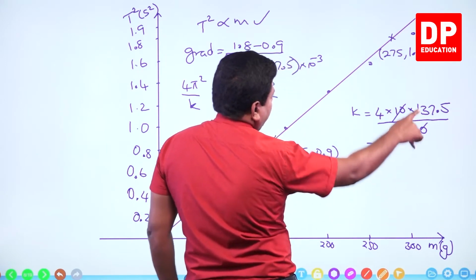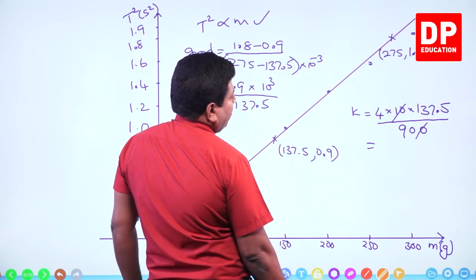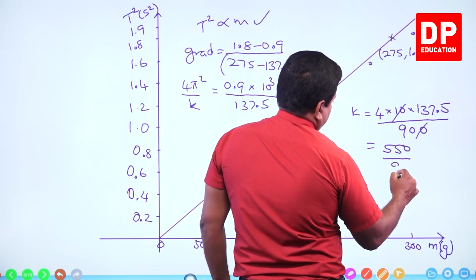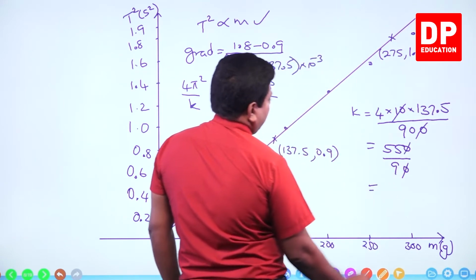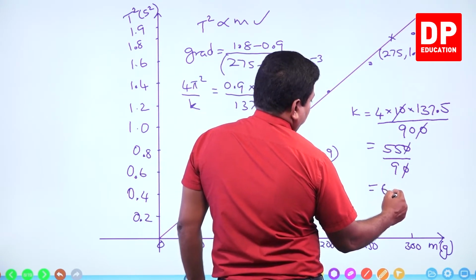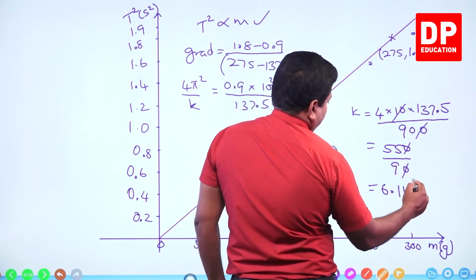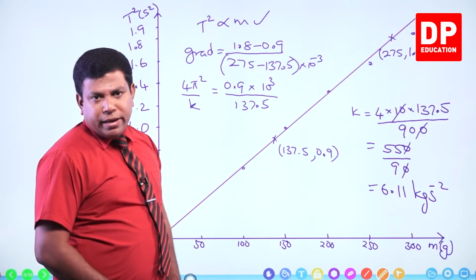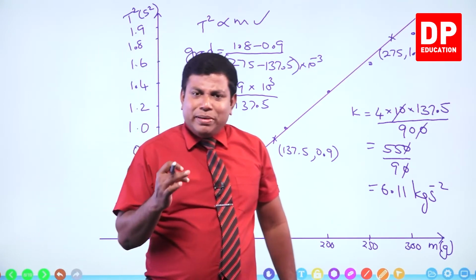Let's multiply. If you multiply that by 2, it's going to be 275. Multiply that by 4, it will be 550 over 90. 0, 0 cancelled. You get 6.11 kilograms second minus 2. That's the units of k. So the spring constant of the helical spring that we have used in this experiment is 6.11 kilogram per second squared. Clear? So that's a very simple experiment.